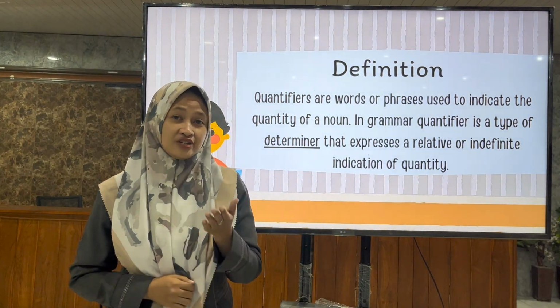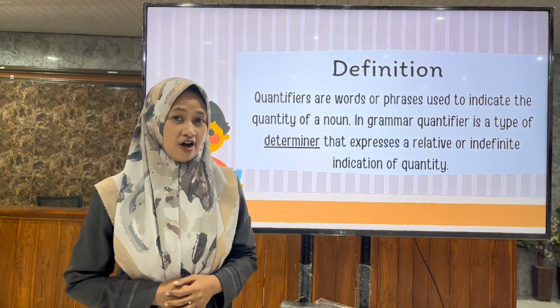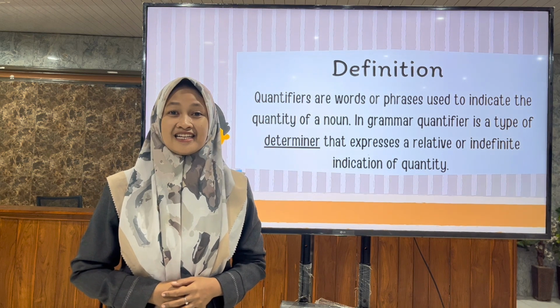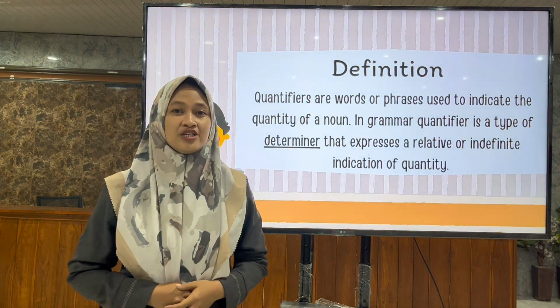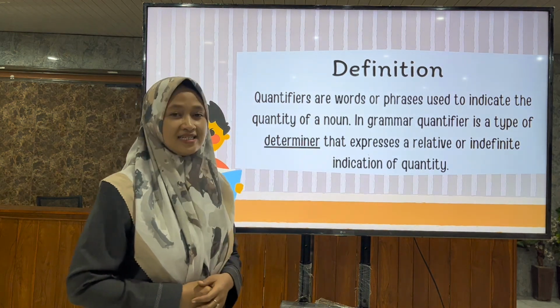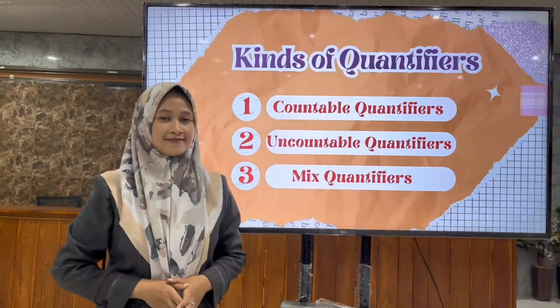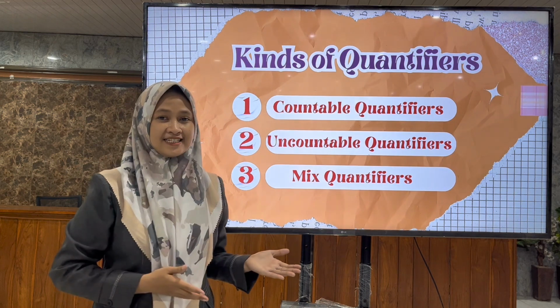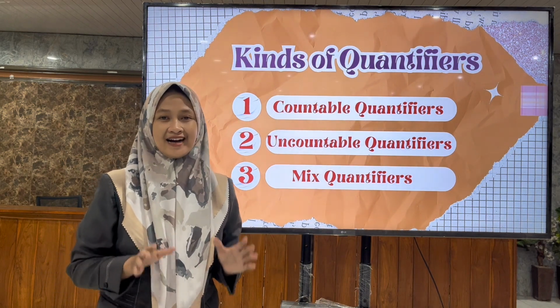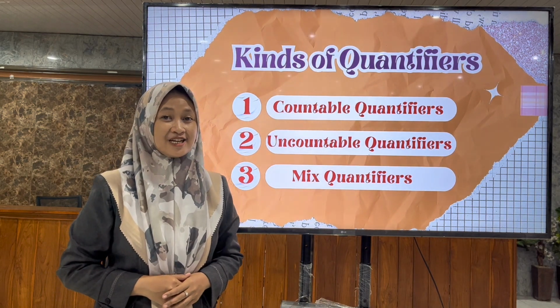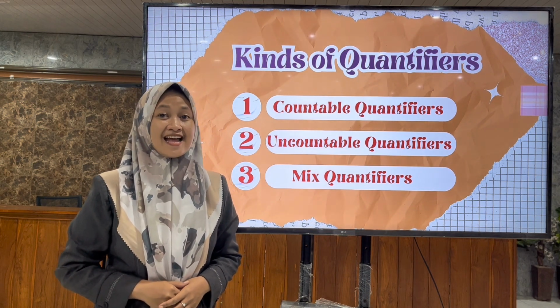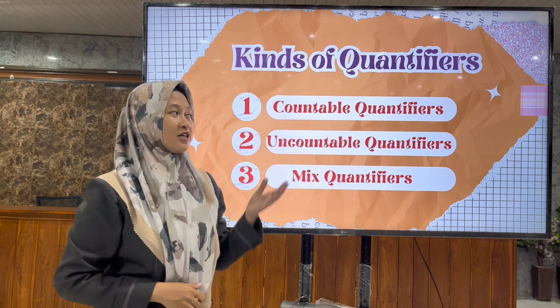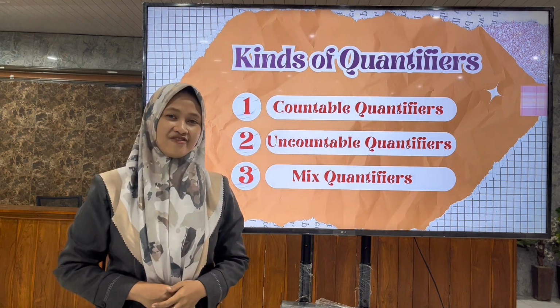Okay, do you know what the definition of quantifiers is? So, quantifiers are words or phrases used to indicate the quantity of a noun. Next we will learn about the kinds of quantifiers. Do you know, everyone, how many kinds of quantifiers there are? That's right, there are 3 kinds of quantifiers.